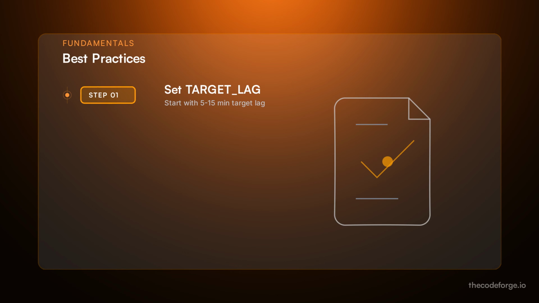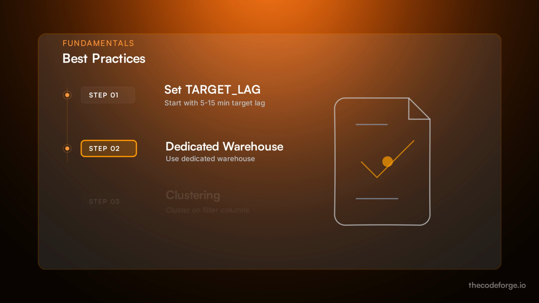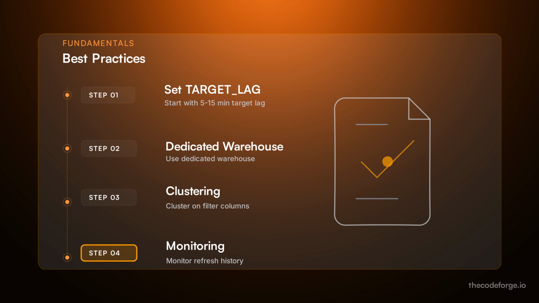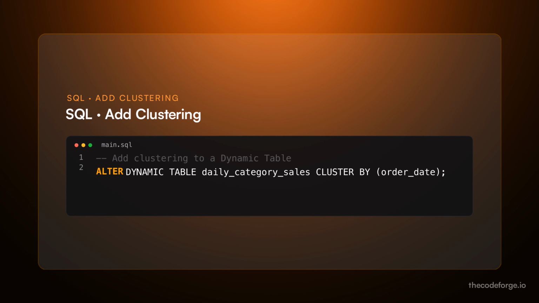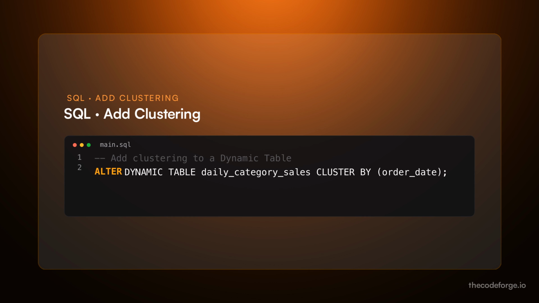For production, start with a target lag of 5 to 15 minutes, use a dedicated warehouse, cluster on frequently filtered columns, and monitor refresh history. Clustering can speed up refreshes by organizing data on disk. This command adds a clustering key on the order date column.